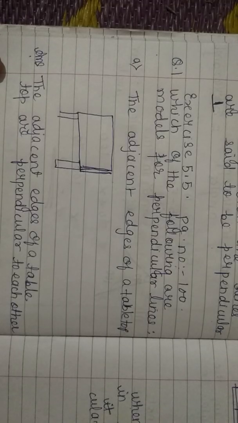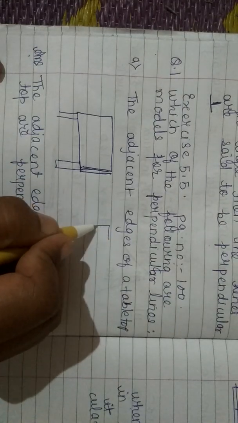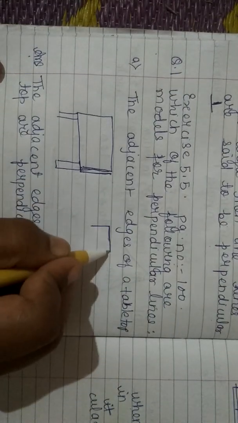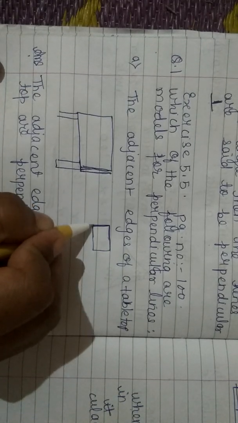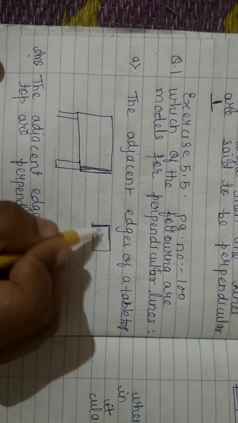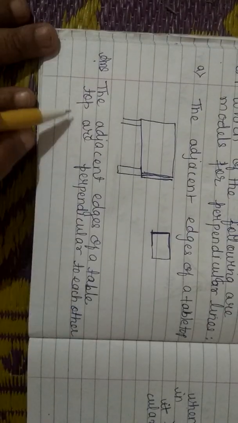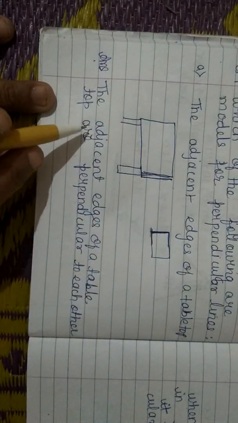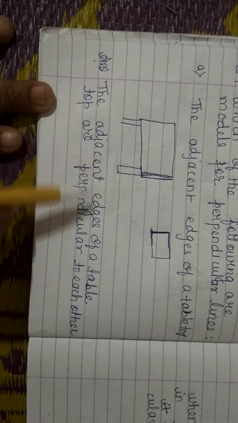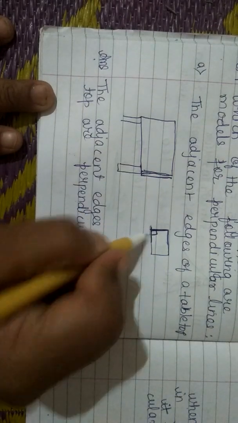Now children, which of the following are models for perpendicular lines? The adjacent edges of the tabletop. If you look at the adjacent edges of the tabletop, this is your table. See children, this line and this line are adjacent lines. They are straight. So the adjacent edges of the tabletop are perpendicular to each other. The answer will be: the adjacent edges of the tabletop are perpendicular to each other. They are forming a 90 degree angle here.